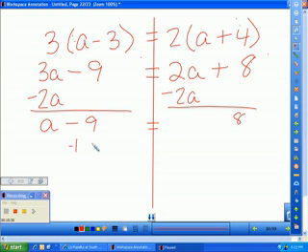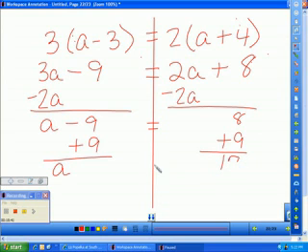So I'm going to undo that subtraction by adding. That's just going to leave me with an a over here. I added 9 over here. I'm going to add 9 over here. a is equal to 17.